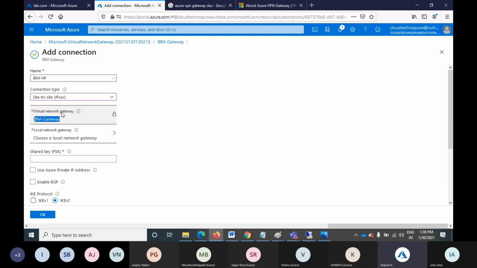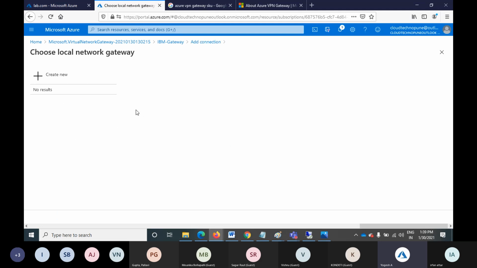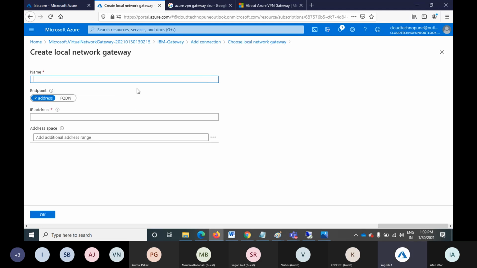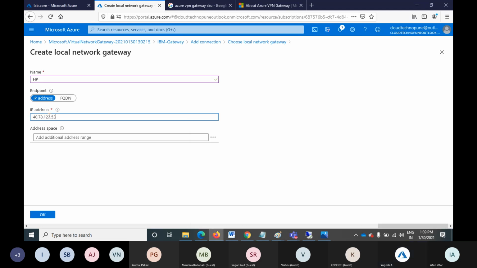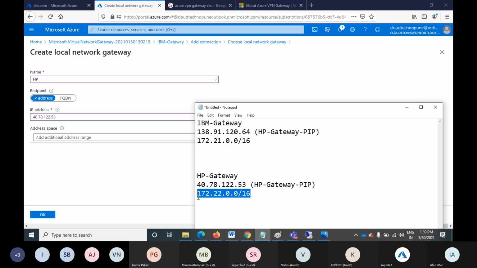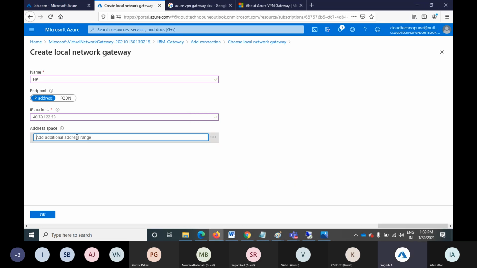So the IBM virtual network gateway has been automatically detected by Microsoft here, and then the local network gateway. So choose a local network gateway. The local network gateway is nothing but the information of your next hop. So what is the next hop for IBM? HP will be the next hop, right? So go to the local gateway, create a local gateway. This is my HP. I'm going to provide all the details of the HP here, because HP will be the destination for IBM. This is the public IP, and this is the network I want to allow.